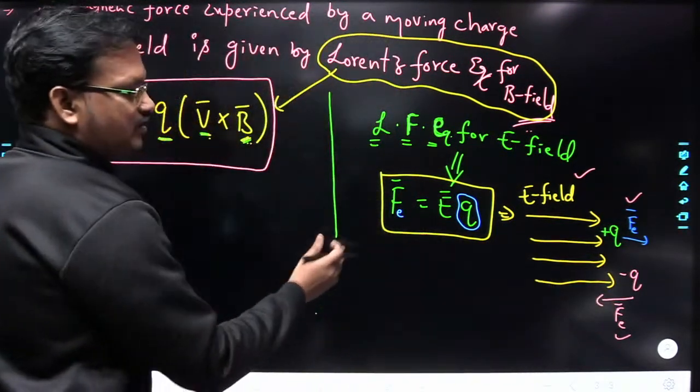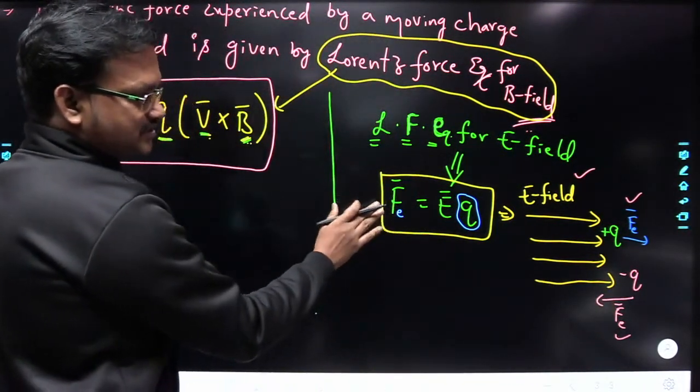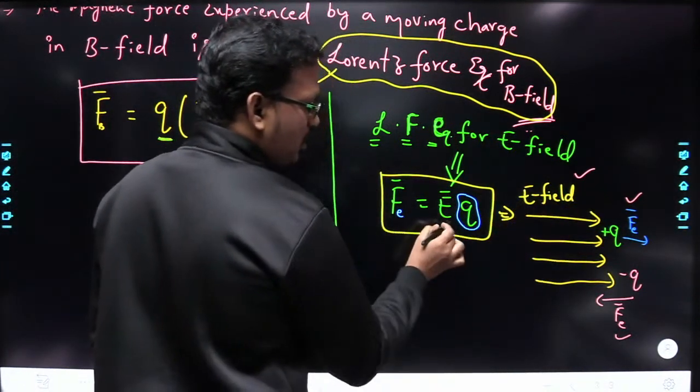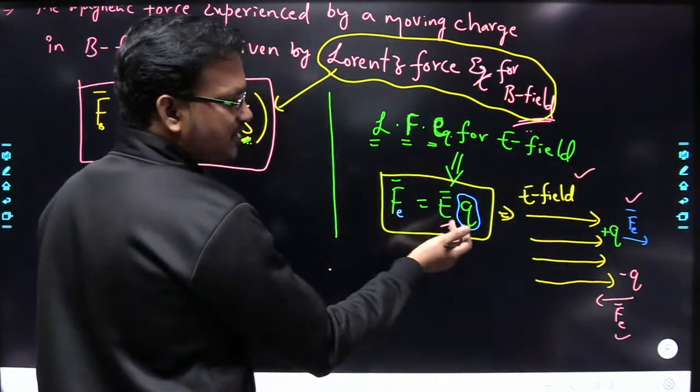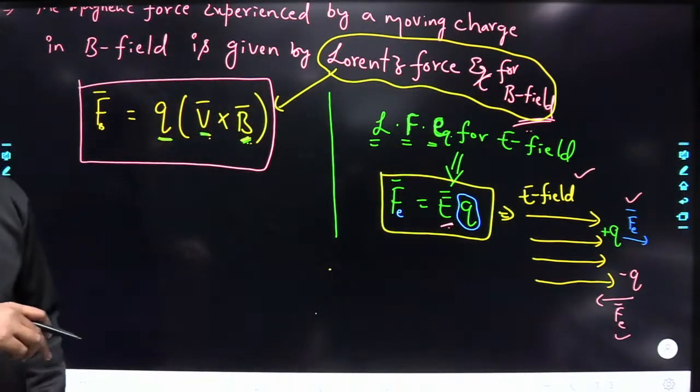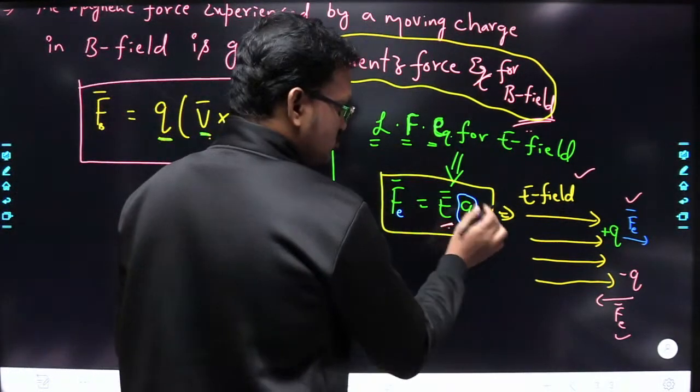Here what we have seen is that the electrical force is either along the direction of the electric field or opposite to the direction of the electric field, depending upon the charge. Understood?